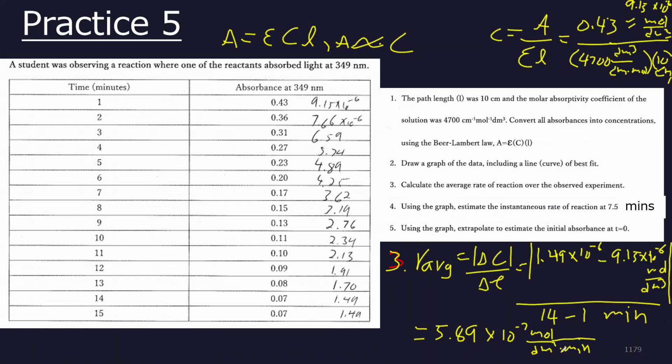This does ask for it in seconds, though, right? Well, it doesn't really say. You could probably stop there, but if you want it in seconds, multiply this by 1 minute per 60 seconds. So divide by 60. This will end up being 9.82 times 10 to the minus 9 mole per decimeter cubed per second. It's probably better to report that, 9.82 times 10 to the minus 9.